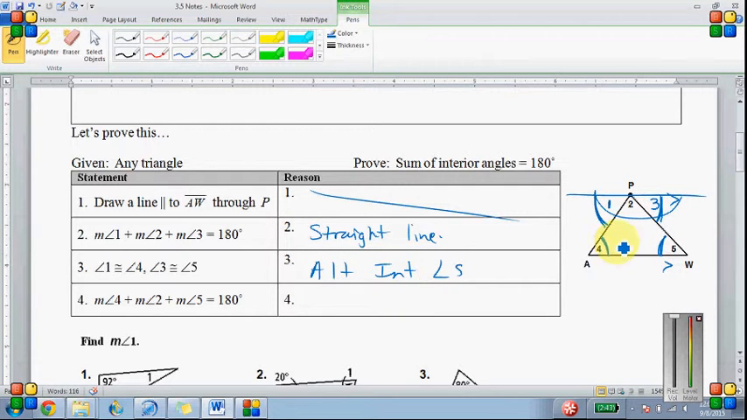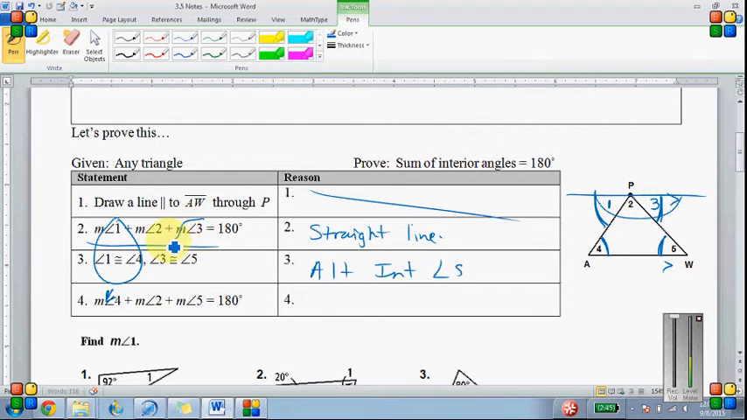And then finally, if I just substitute, so if I say that up here I had 1 plus 2 plus 3 equals 180, here I've got 4 plus 2 plus 5 equals 180. That's because I'm substituting 4 for 1 and 5 for 3. So that's substitution.